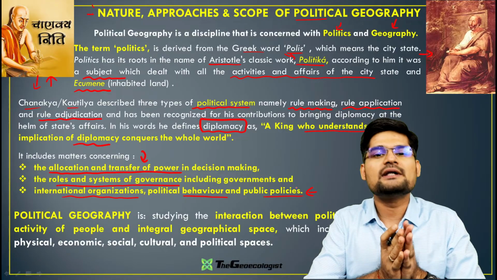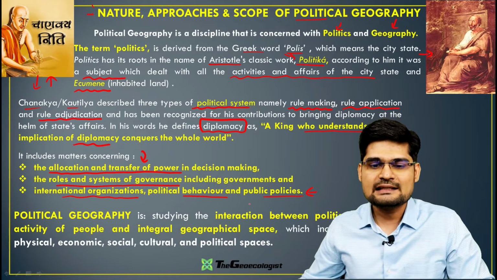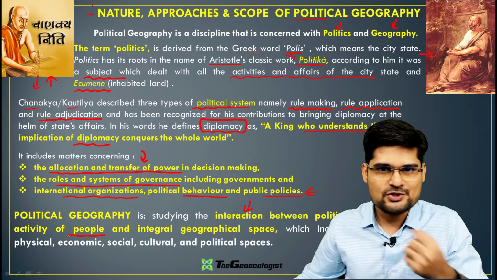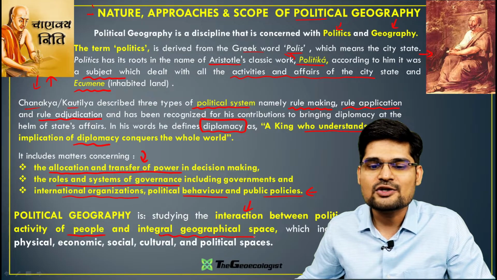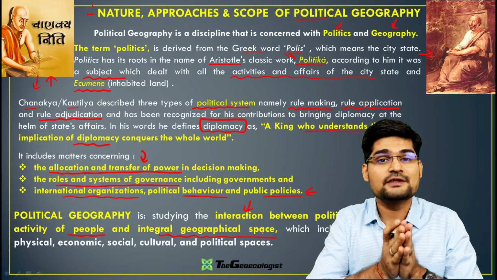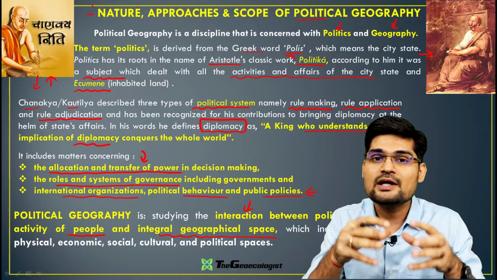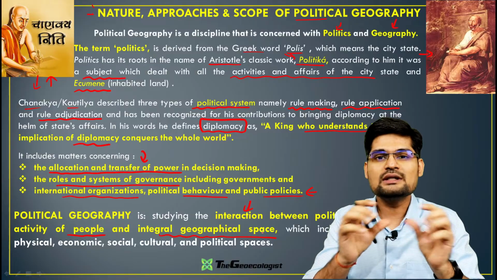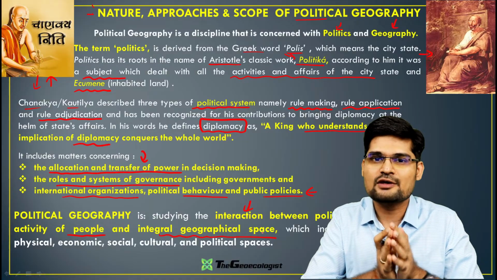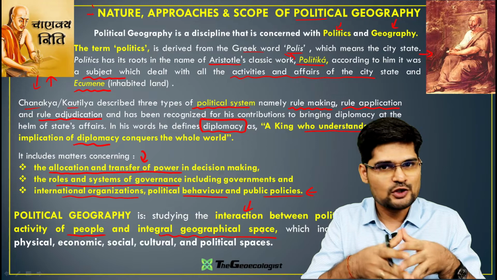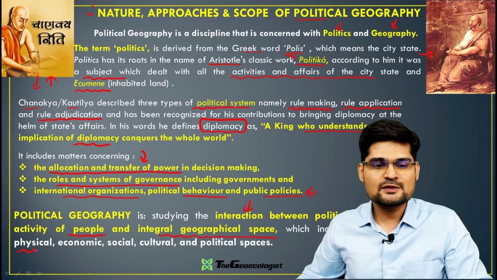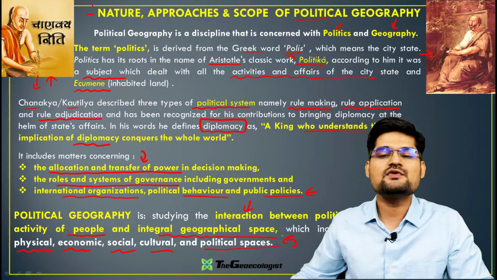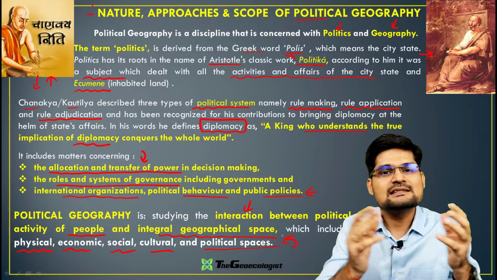So if you look into the political geography definition, it's basically studying the interaction between the political activity of people, part of human geography that we talk about, and an integral geographical space. And when we say geographical space, it pertains to a particular location, an area, a defined territory, a state, a nation. So all these concepts are very important in political geography that we are going to discuss in the lectures to come as well. So if you observe, the systems include physical, economic, social, cultural and political spaces in which we are going to look into politics and its key components.